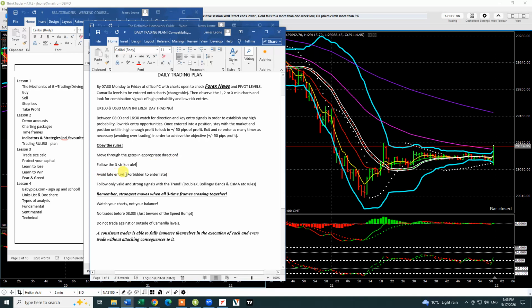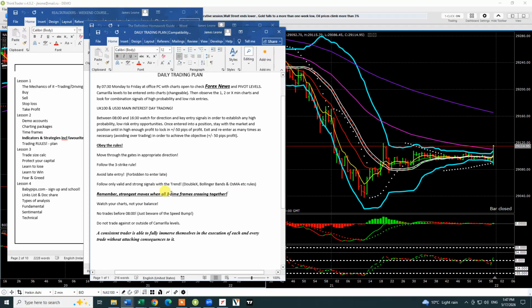Then avoid late entry. Ideally, you'll forbid yourself to enter late. I certainly forbid myself from late entries. We used to call it leaky. Late entries are killing you. Follow only valid and strong signals, ideally with the trend: the double cross, the bands, the strategies, the indicators used in your strategies. Follow those rules and those signals.